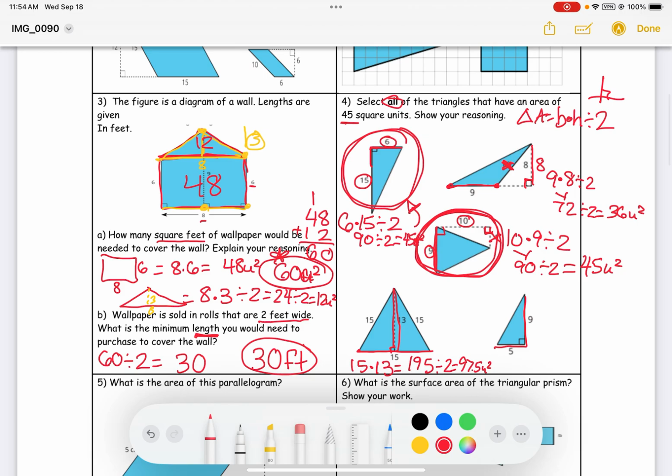So this last triangle, we have 5 and 9. So 9 times 5 is 45, but we have to divide by 2. So a lot of people are going to pick this one because they're going to forget to divide by 2. But you are not going to be one of them because you are watching this video. Good job. So 45 divided by 2 would be 22.5 units squared. So please do not pick that one. It's only this one and this one.